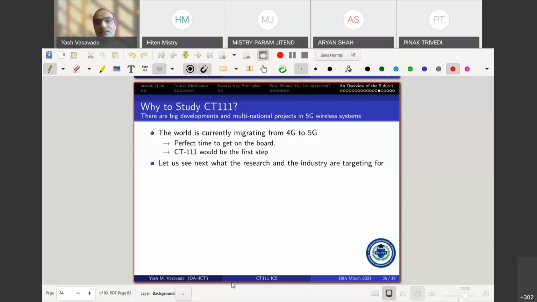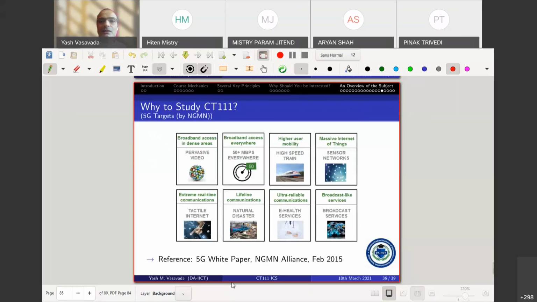The reason is because there is a lot of attention and a lot of focus in developing 5G systems. And there is a great ambition that industrialists, engineers, mathematicians and researchers all over the world have put together. This is their vision, okay? This slide shows the vision of what 5G should be. You can do a search on this 5G white paper by the Next Generation Mobile Network Alliance.